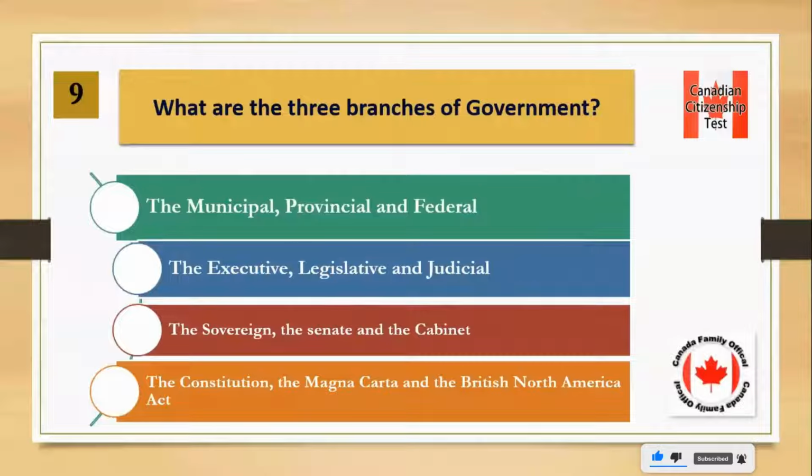What are the three branches of government? Number 1, the municipal, provincial, and federal. Number 2, the executive, legislative, and judicial. Number 3, the sovereign, the Senate, and the cabinet. Number 4, the Constitution, the Magna Carta, and the British North America Act. And the answer is the executive, legislative, and judicial.